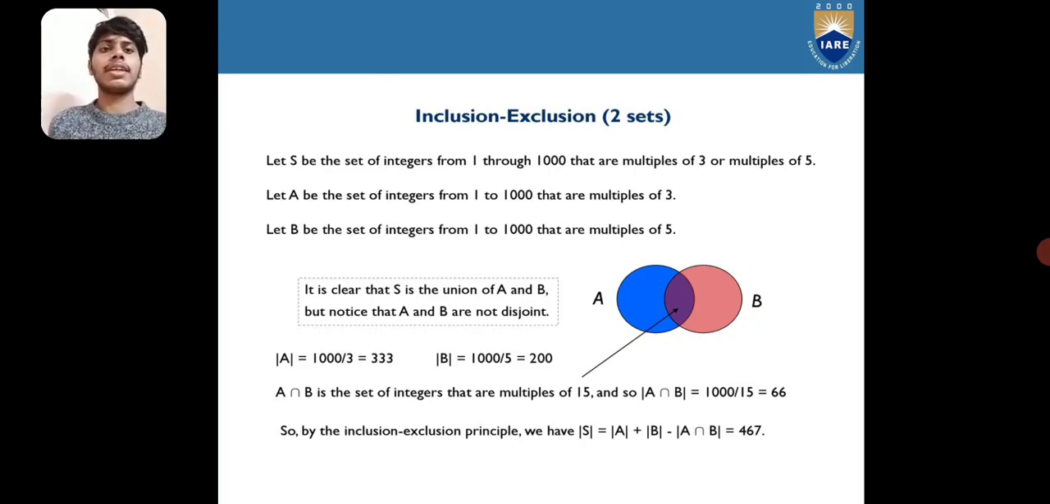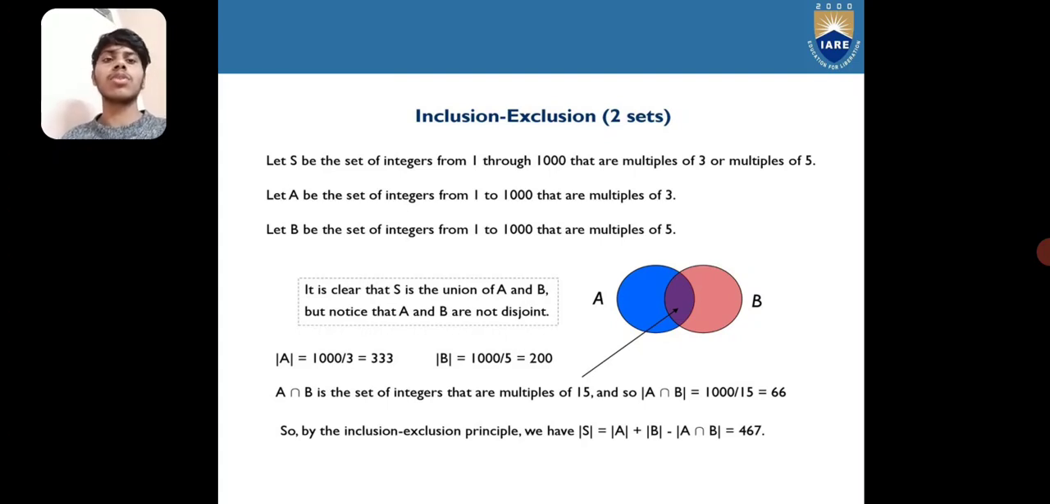So let S be the set of integers from 1 through 1000 that are a multiple of 3 or a multiple of 5. Let A be the set of integers from 1 to 1000 that are multiples of 3, and let B be the set of integers from 1 to 1000 that are multiples of 5. It is clear that S is the union of A and B, but notice that A and B are not disjoint.